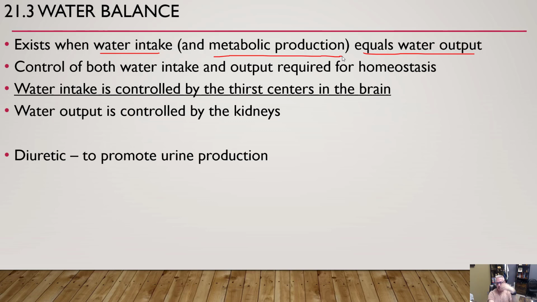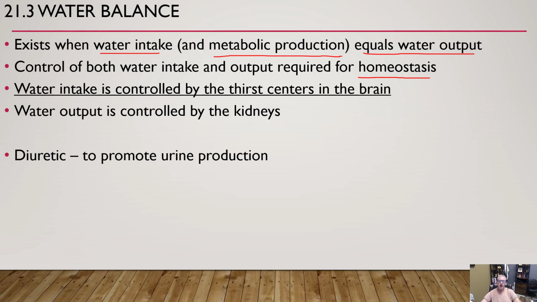Those are when we do glycolysis and the citric acid cycle, where we produce ATP, energy, carbon dioxide, and water. So we do have to take that metabolic production into account, and everything is needed for homeostasis. But we should not see a big adjustment.